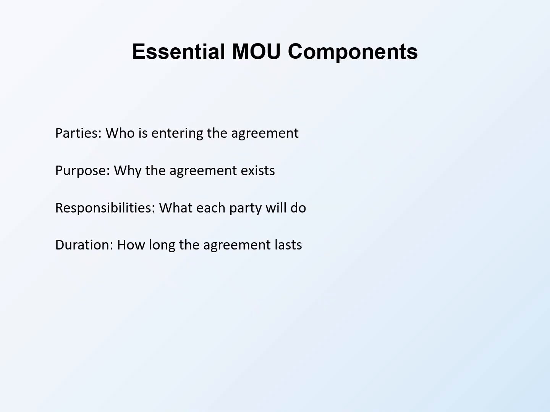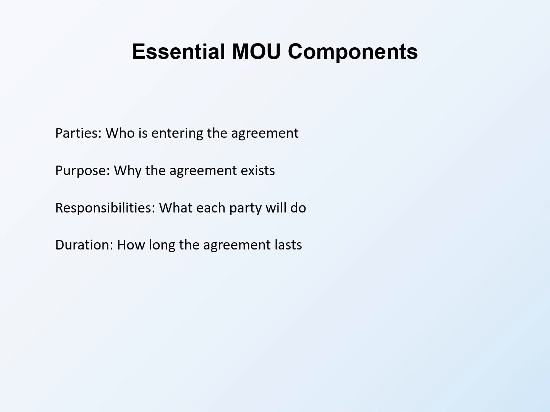Essential MOU components ensure complete documentation. Parties identifies who is entering the agreement. List the full legal names of organizations. Identify who has authority to commit each organization. Purpose explains why the agreement exists. What project or relationship does this MOU support? Context helps future readers understand the document.